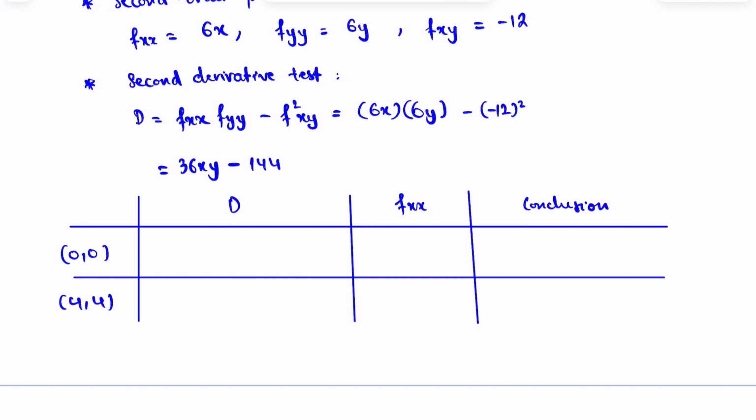Now for the discriminant, you're going to evaluate the discriminant at the critical point, x equal to 0, y equal to 0. And you're going to see 36 times 0 minus 144. You get this to be a negative value. And when the discriminant is less than 0, you can automatically conclude that the critical point (0, 0) is a saddle point.